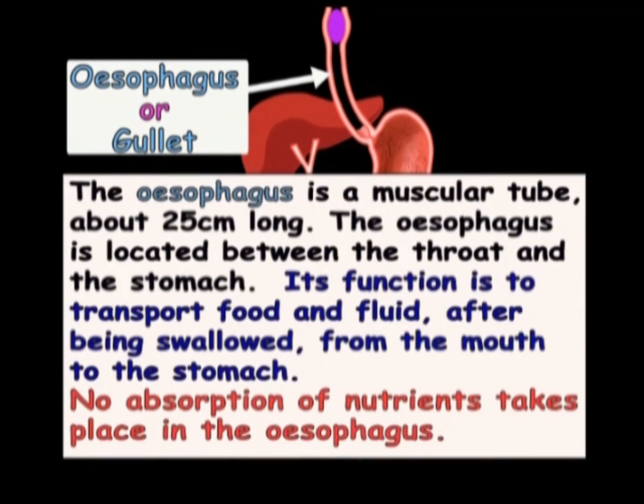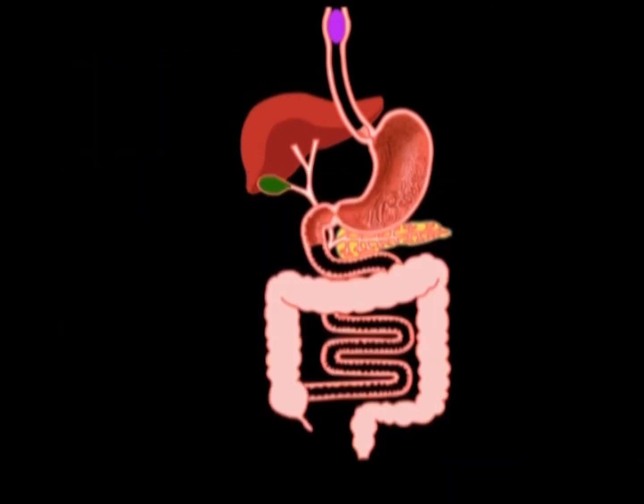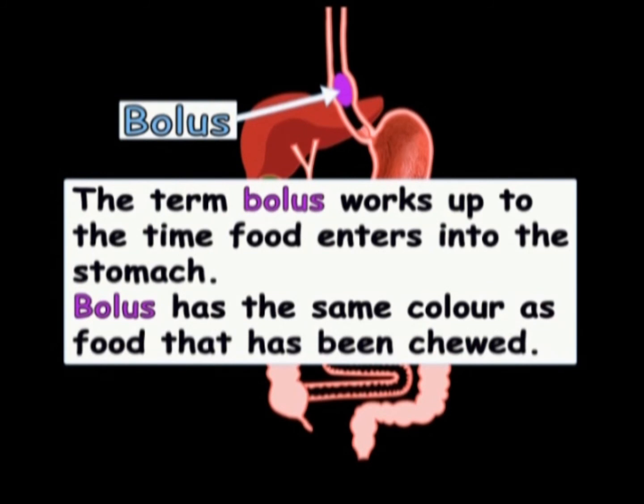The esophagus is a muscular tube about 25 centimeters long. The esophagus is located between the throat and the stomach. Its function is to transport food and fluid after being swallowed from the mouth to the stomach. I want you to note this. No absorption of nutrients takes place in the esophagus. The term bolus works up to the time food enters into the stomach. Bolus has the same color as food that has been chewed.